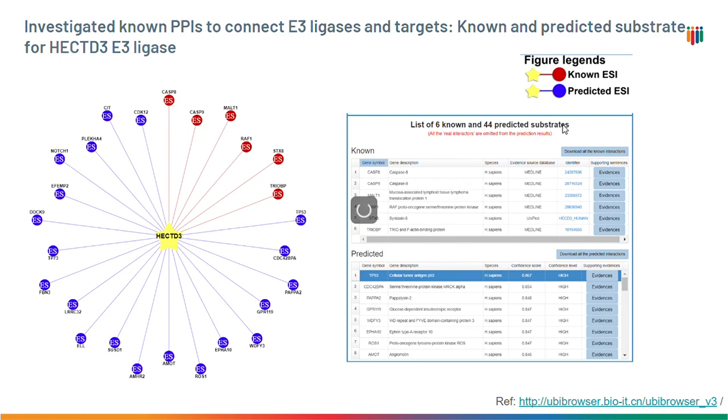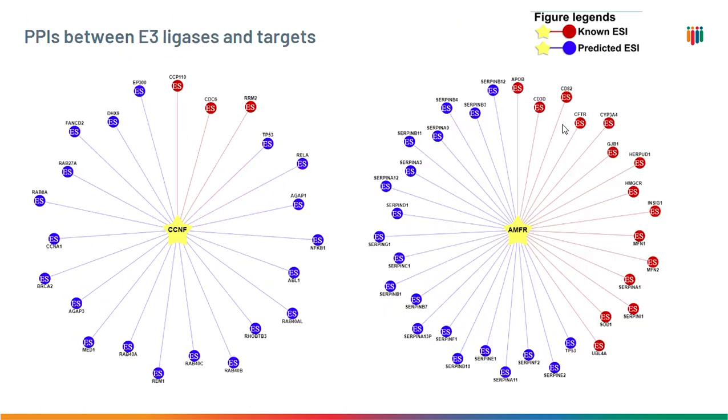So let's say, in this particular example, we check the expression profile of 2 E3 ligases, CCNF and AFMR. We look at the expression profile and the protein-protein interaction of these 2 E3 ligases, the number of known substrates, and also the predicted substrates. You can see that for this particular E3 ligase, only 3 substrates are known, and the others are predicted based on the score. So based on the score, we can decide which E3 ligase can be used to target these specific substrates.